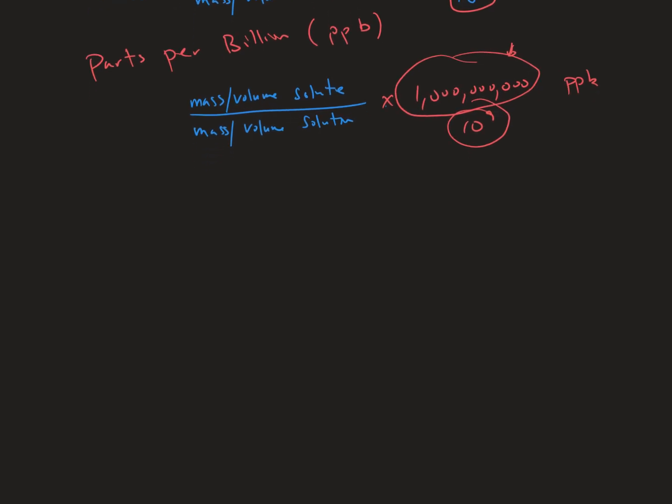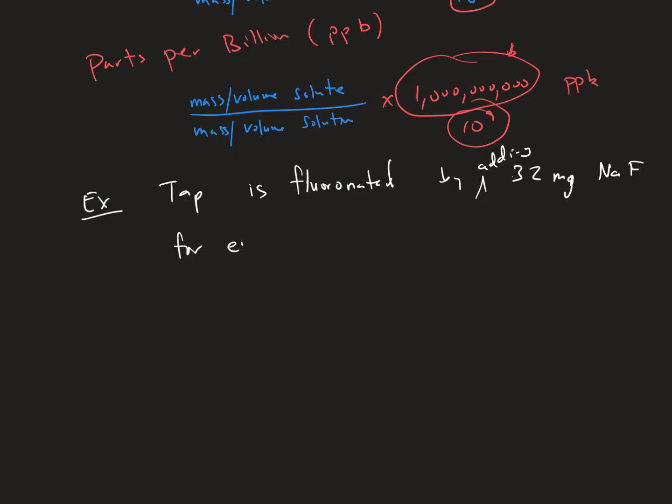All right, let's do an example. So tap water is fluorinated by adding, let's say, 32 milligrams of sodium fluoride for every 20 kilograms of tap water.